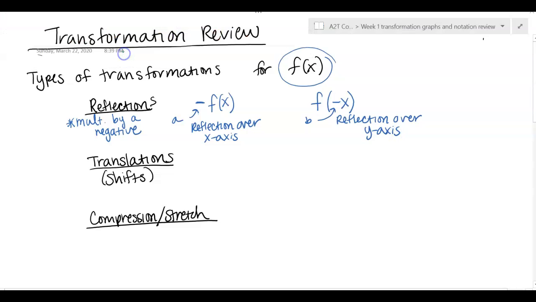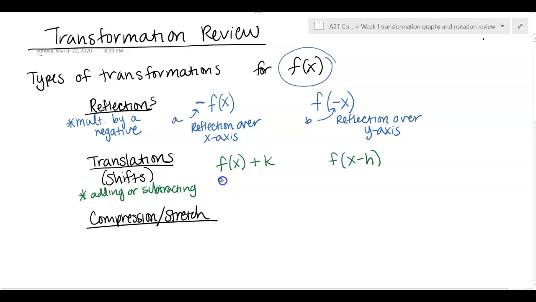So then we're going to look at translations or shifting, okay? So this is basically adding or subtracting a value. And so we could see that in two ways. We could see the entire function have something being added outside of the function. Okay, that's like our k position. Or we could see something being added or subtracted within our function. So that would be more like our h function.